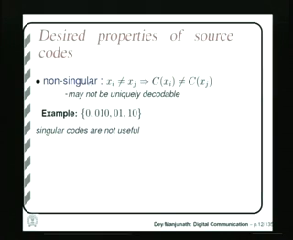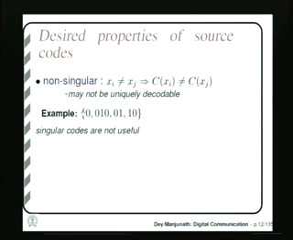So, this code cannot be decoded uniquely at the destination. This kind of code will be called singular, and the code where every distinct symbol is encoded into different code sequences is called non-singular code. So, for example, this code is a non-singular code, because all these 4 code words are different.